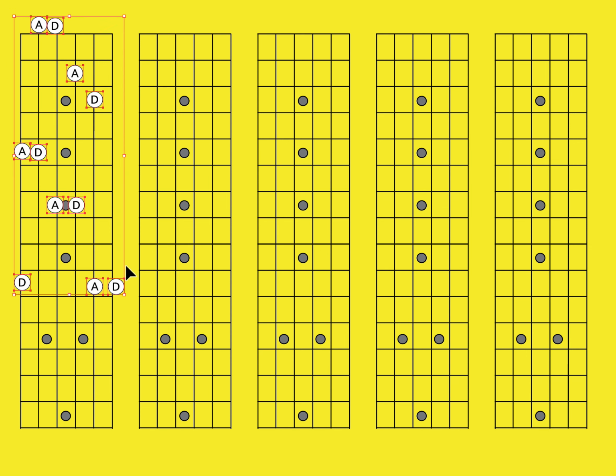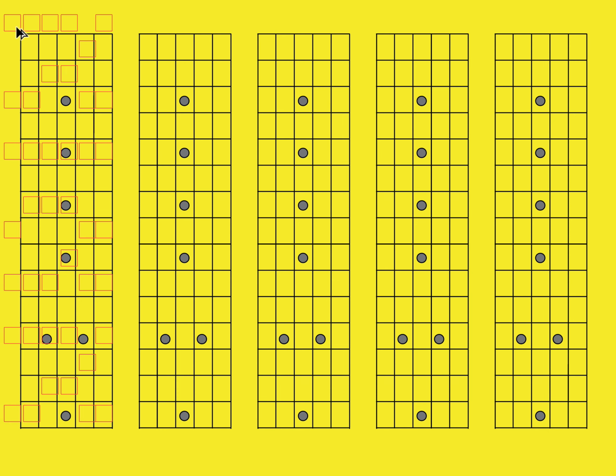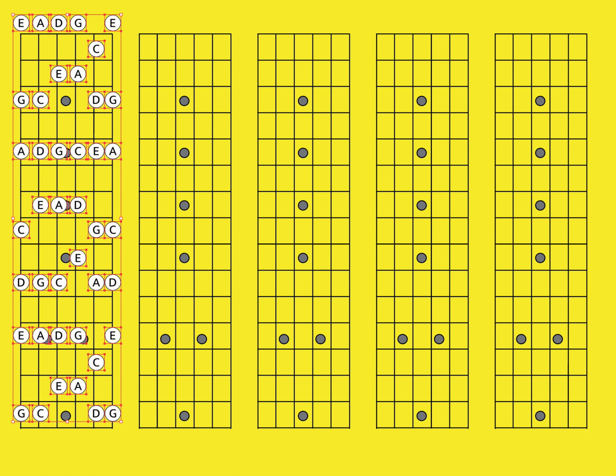So now we're going to get rid of this, and I'm going to take a look at the minor pentatonic scale. I'm going to bring in the minor pentatonic scale in A over the whole neck of the guitar. And we see the notes of the minor pentatonic scale in A are A, C, D, E, and G.